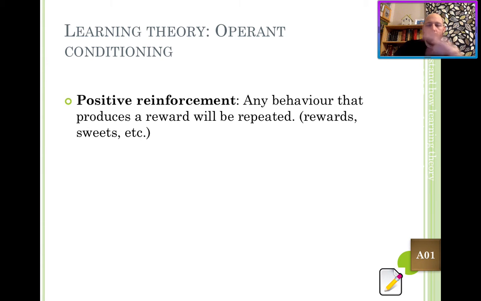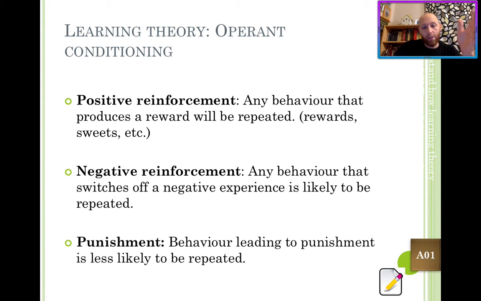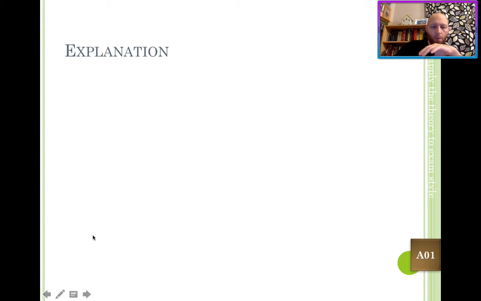So let's have a little recap of operant conditioning. So operant conditioning consists of positive reinforcement, negative reinforcement, and punishment. Behavior that is rewarded will more likely be repeated. We talk about the behavior being strengthened. Negative reinforcement, behavior that switches off a negative experience or removes it, is more likely to be repeated. And then punishment leads to behavior being less likely to be repeated. And of course we have positive and negative punishment in there as well.